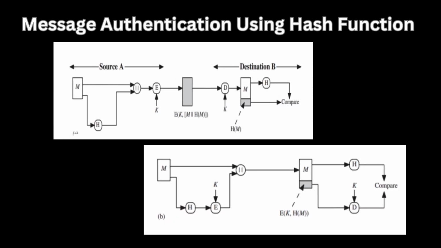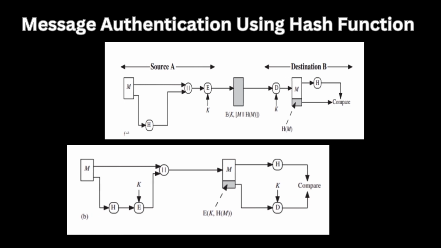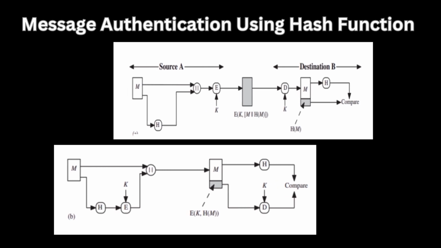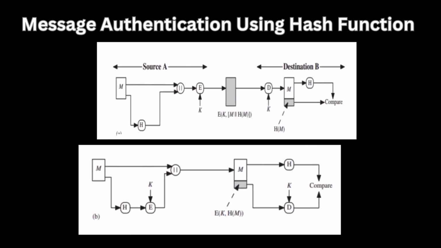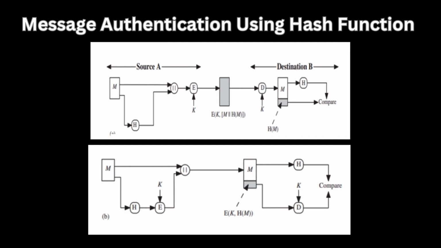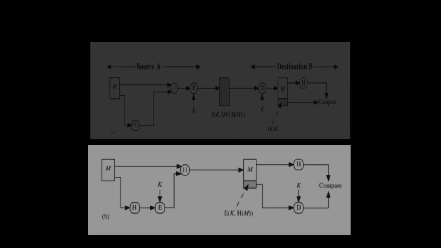In the first diagram, the message plus concatenated hash code is encrypted using symmetric encryption. As only A and B share the secret key, the message must have come from A and has not been altered. In the second diagram, only the hash code is encrypted using symmetric encryption. This reduces the processing burden for those applications that do not require confidentiality.